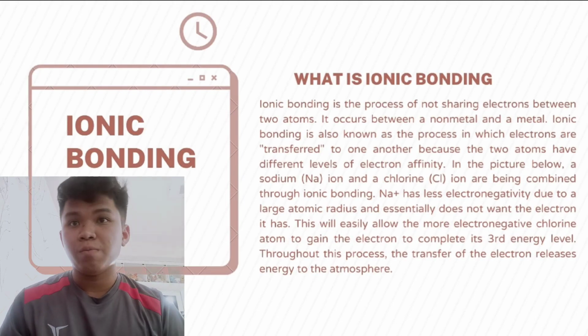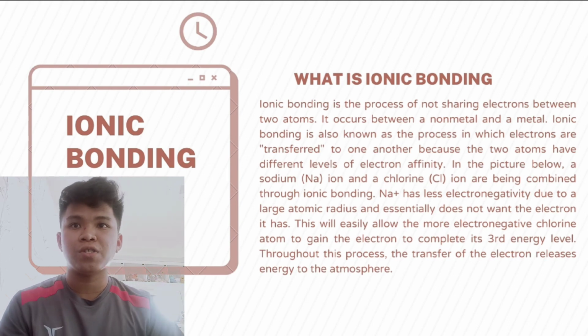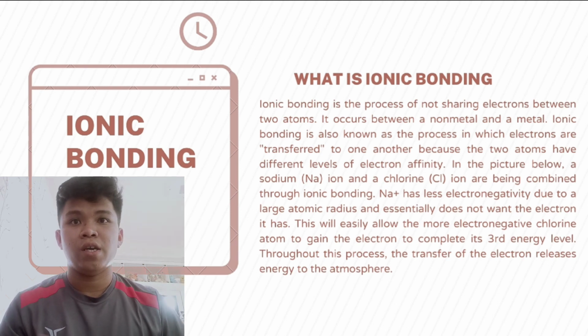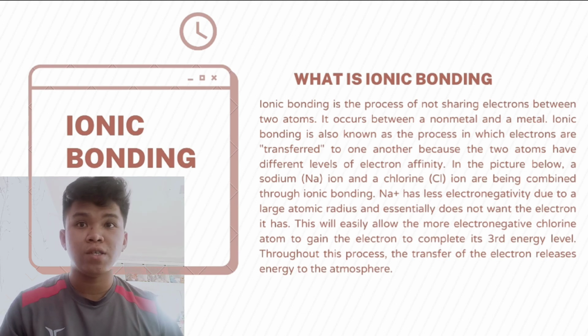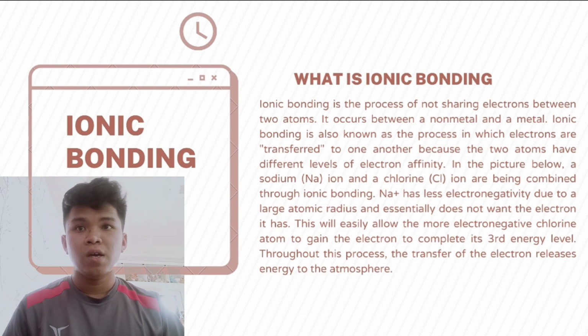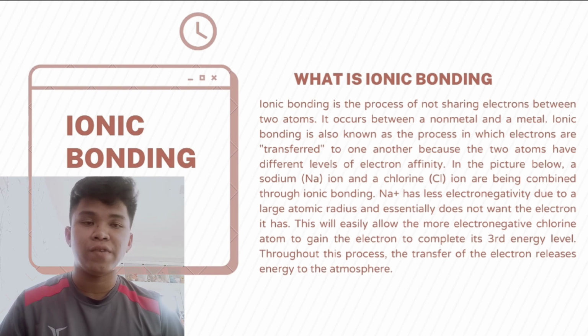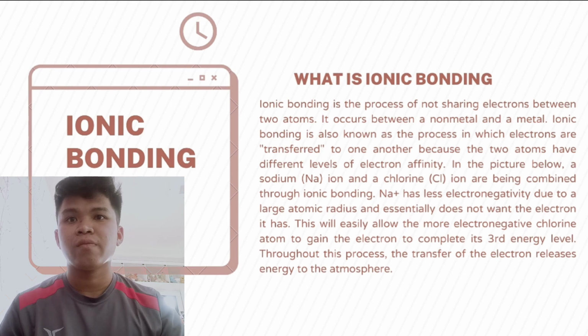What is ionic bonding? Ionic bonding is the process of transferring, not sharing, electrons between 2 atoms. It occurs between a nonmetal and a metal. Ionic bonding is also known as the process in which electrons are transferred from one atom to another because the 2 atoms have different levels of electron affinity. So, they have different electron affinities.